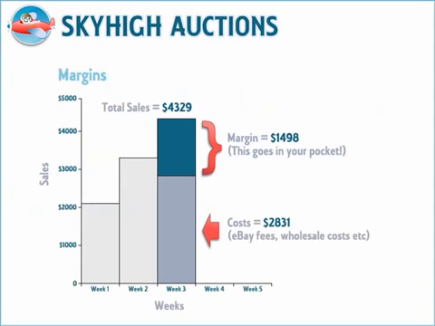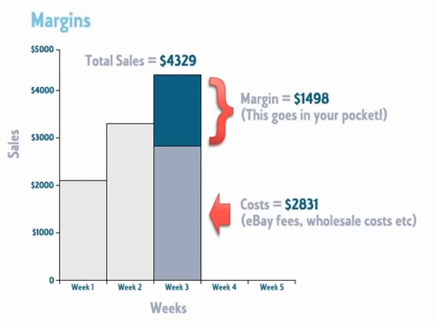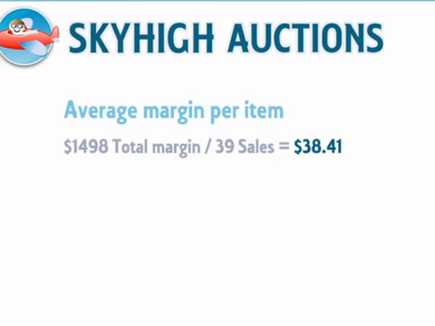Now let's look at margins. Your margins are the amount of profit that you make on each sale, once you have taken out your costs. So, if the iPods and accessories that you sold during the week cost you $2,831 to buy wholesale, and you receive $4,329 from your sales, then your total margin for the 39 items you have sold this week is $1,498. You can then work out your average margin per item by dividing the total margin of $1,498 by the 39 sales, which works out at $38.41 per item. Although, in reality, you would want to calculate your margins separately for your iPods and accessories.